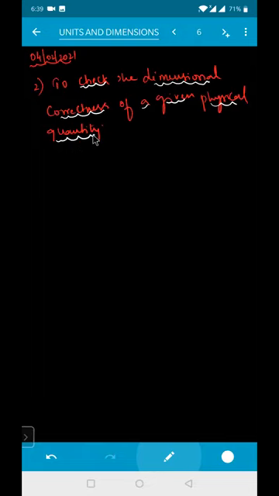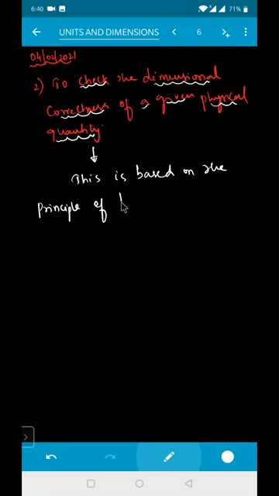Now see, for example, you know the equation v is equal to u plus at. We can check the correctness of this equation, whether the given equation is correct or not. For this, we will be using the principle of homogeneity of dimensions, according to which the dimensions of all the terms on the two sides of an equation must be the same. So I can say that this is based on the principle of homogeneity.